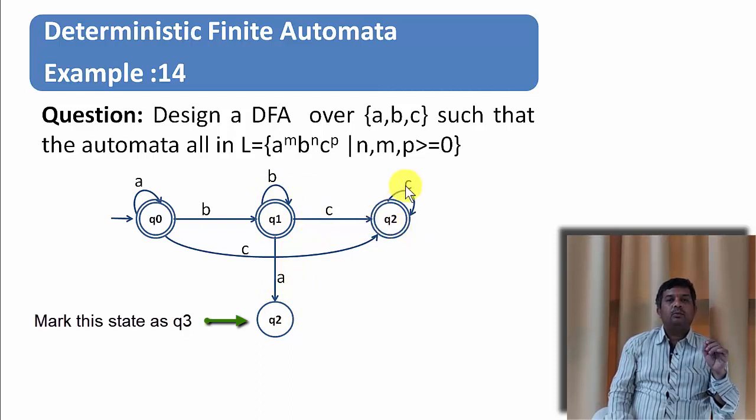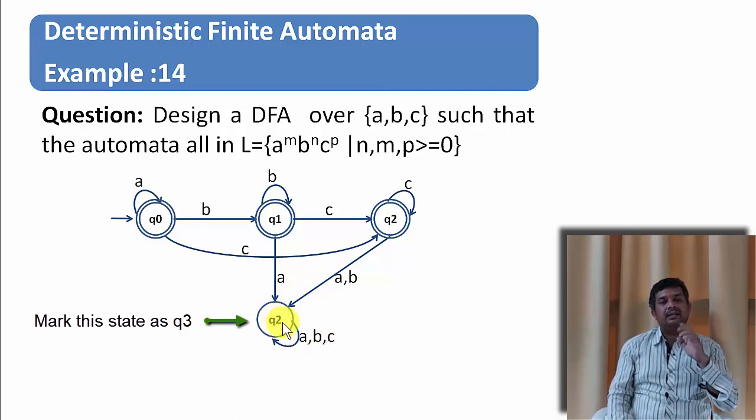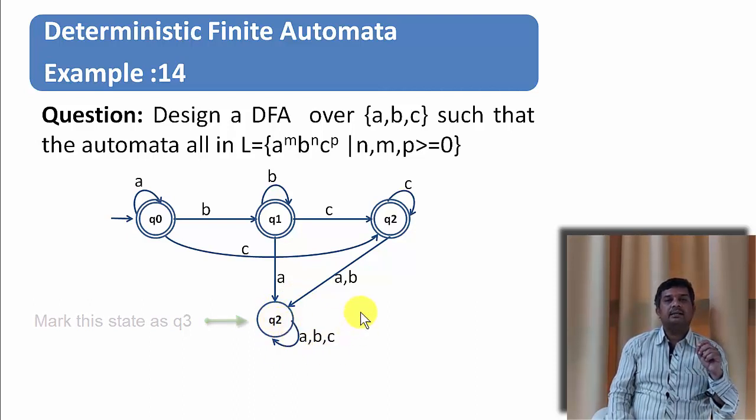On Q2, we have defined input symbol C. It means at least one C we have received. So after C, we should not be having any A's or B's. So on any number of A and B, it's supposed to come to a dead state. And after reaching the dead state, any number of A, B, C, it's supposed to be in the same state, that is in the dead state. I hope you understood this problem also.